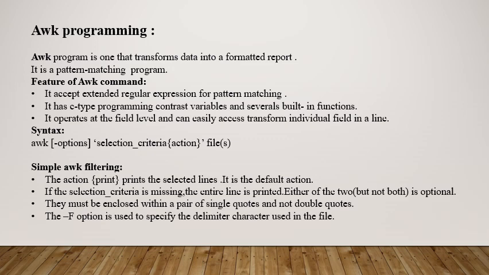Now here is simple awk filtering. In simple awk filtering, the action we are going to perform is print. It just prints the selected lines. It is the default action. When print is used without any field specifier, it prints the entire line. If the selection criteria is missing, then the action applies to all lines. If the action is missing, the entire pair of single quotes, and not double quotes, is used.